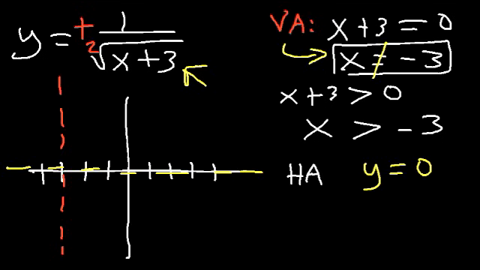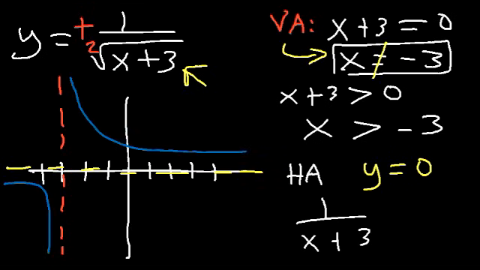Now, because we have a square root, it's always going to be positive. This function is similar to 1 over x plus 3. If we had the graph 1 over x plus 3, it would look like this. But since we have 1 over the square root of x plus 3, it can never be negative, so we're not going to have anything on this side. Rather, this graph is going to look like this.